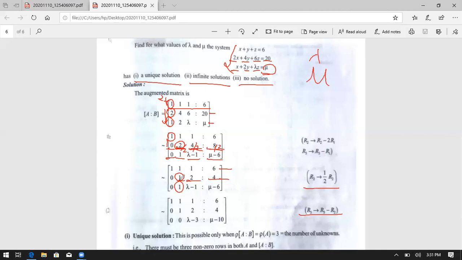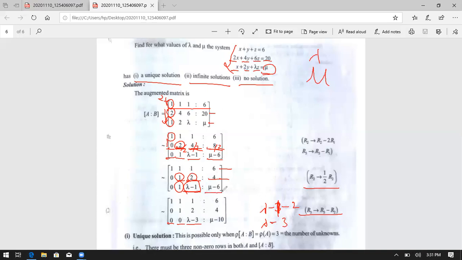That is 0 minus 0, that is 0. Next, 1 minus 1 is 0. Then lambda minus 1 into 2... here lambda minus 3, minus what is R2? 3 minus 2, that is, here lambda minus 1 and minus 2. That is lambda minus 3. I write here lambda minus 3.